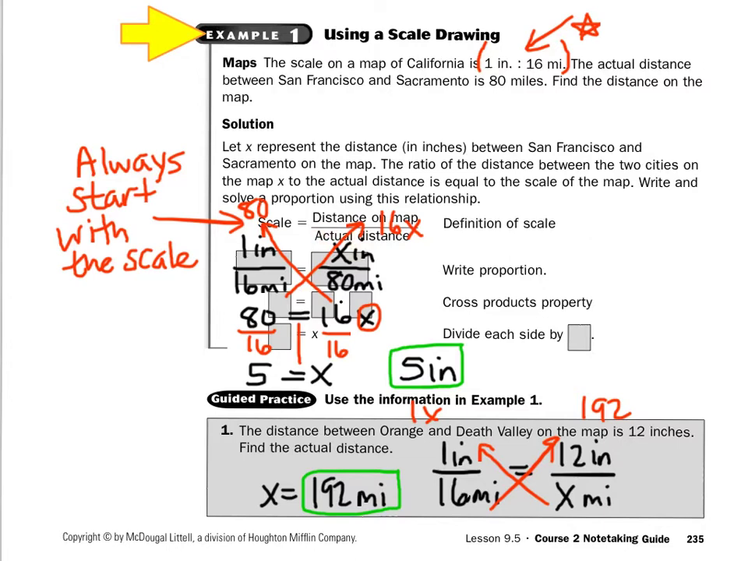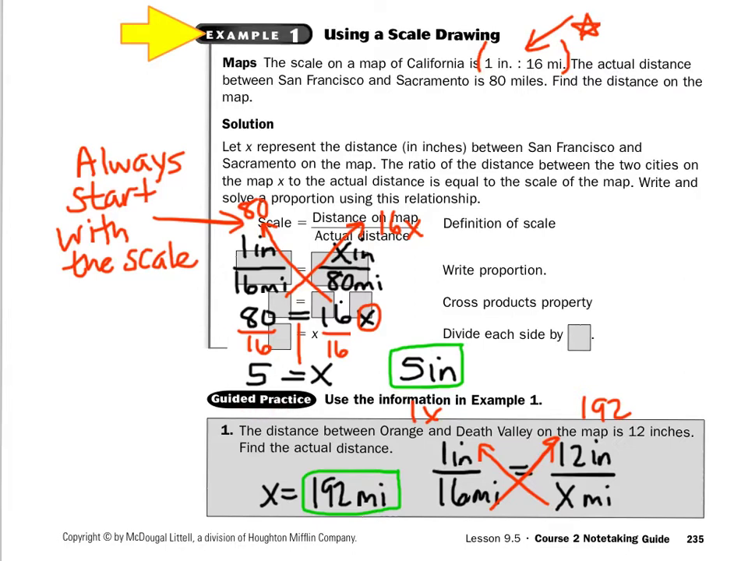And then to solve it, let's use cross products. So start at the 16 and shoot the arrow across. So 16 times x gives us 16x. Start at the 80 and shoot the arrow across. 80 times 1 gives us 80. And then bring those numbers down. So 80 equals 16x. And if I want to solve for x, I circle the variable, bring down the wall. See this multiplying by 16? The only way to destroy it is to divide both sides by 16. So I get x equals 5. Now you have to label it to show me you know what you're solving for. See how they wanted us to solve for inches? So I know it's going to be 5 inches.